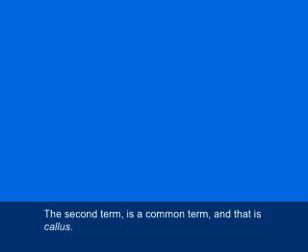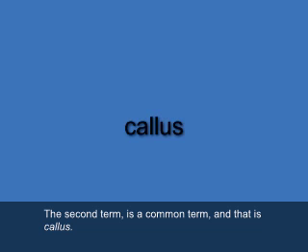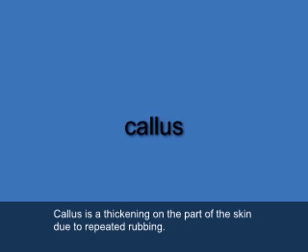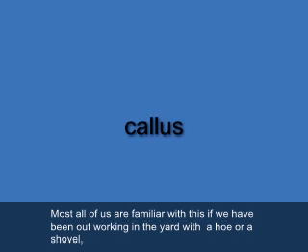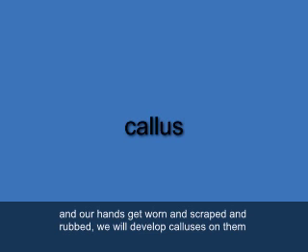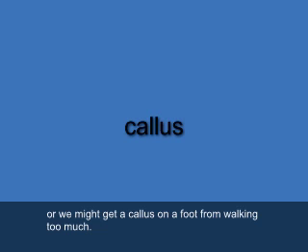The second term is a common term, and that is callus. Callus is a thickening on the part of the skin due to repeated rubbing. And most all of us are familiar with this if we've been out working in the yard with a hoe or a shovel and our hands get worn and scraped and rubbed, we'll develop calluses on them. Or we might get a callus on a foot from walking too much.